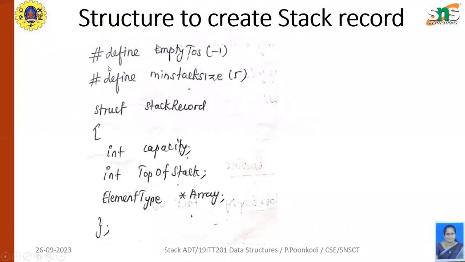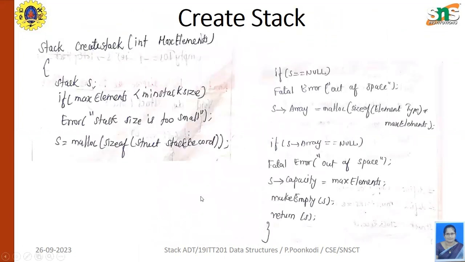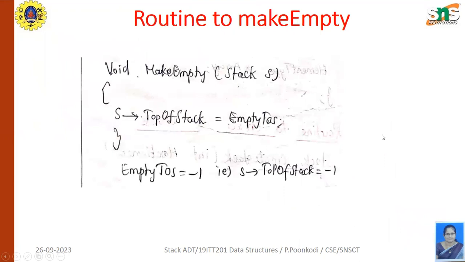Next, this is the routine to create a stack record. A hash-defined global declaration is used. In the stack record, we have to specify the capacity, the top of the stack, and where the element type should point. This denotes that it is an array implementation. And this is the routine to create the stack, with the stack's maximum elements. We will discuss these through the example.